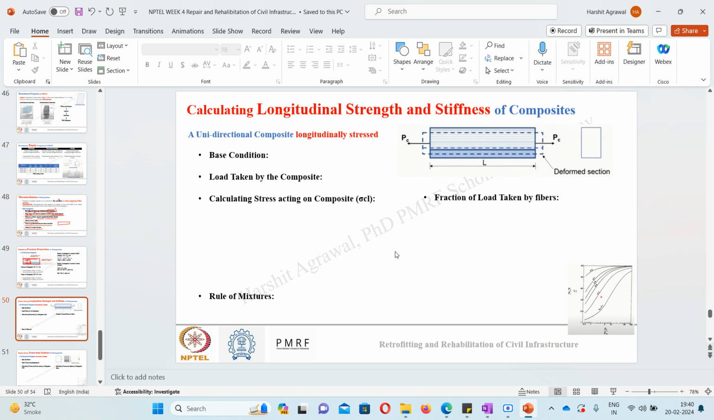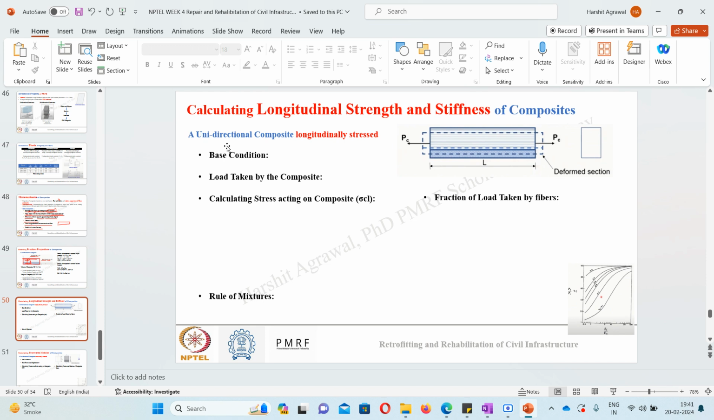Now, how can you determine the longitudinal strength and stiffness of a composite? Suppose I have a composite in which I know the properties of fiber and the properties of matrix. So I know weight fraction, volume fraction, and the stiffness of fiber, the modulus of elasticity of fiber. I know the stiffness of matrix, the modulus of elasticity of matrix. I know the proportions. Now suppose on a composite I am applying a load. I want to know the strength of my composite and the stiffness of my composite. So how to determine that?